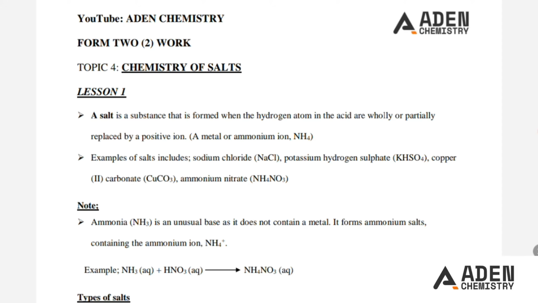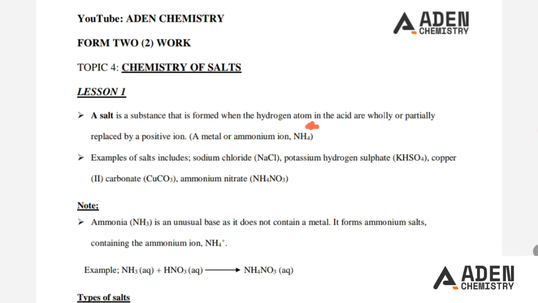We are saying a salt is any substance that is formed when the hydrogen ion in an acid is wholly or partially replaced by a positive ion. That positive ion can be a metal, because remember we said metals are positively charged cations, or an ammonium ion. An ammonium ion is written NH4 plus. It is a positively charged radical.